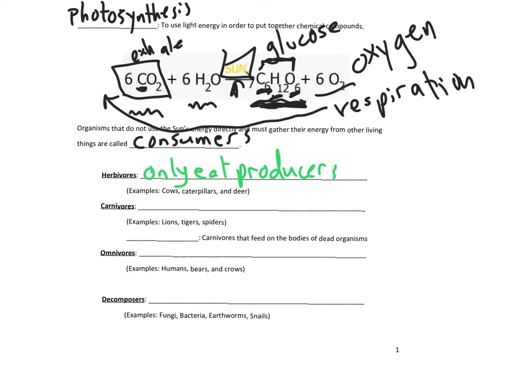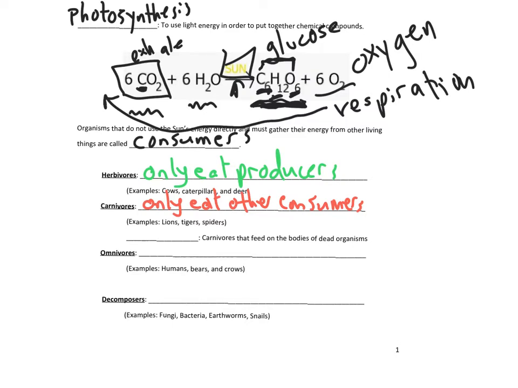Okay, our second kind of consumer is called a carnivore, and carnivores only eat other consumers. Okay, lions and tigers and spiders, right? I would say bears, but bears don't quite fall into carnivores, and we'll get to that in just a sec. These are animals or organisms that only eat other consumers.